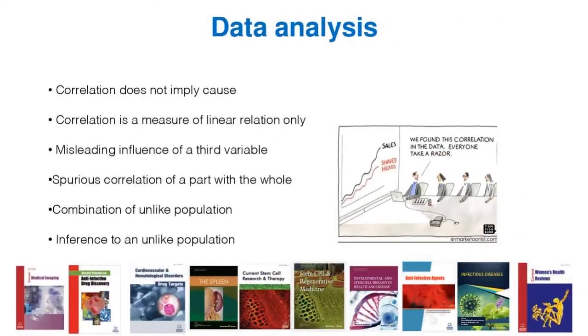Correlation, of course, does not imply cause. We know this, but so often in medical research, analyses can be flawed, retractions can happen. We'll talk about this in a minute in the later section of this presentation today. And we worry about the misleading influence of third variables, spurious correlations of a part with the whole, and in particular when we combine unlike populations of data together.